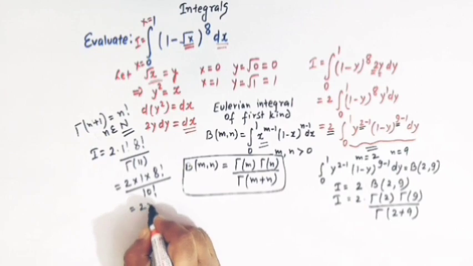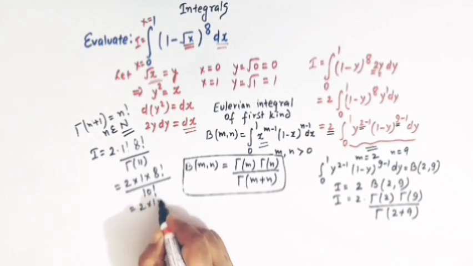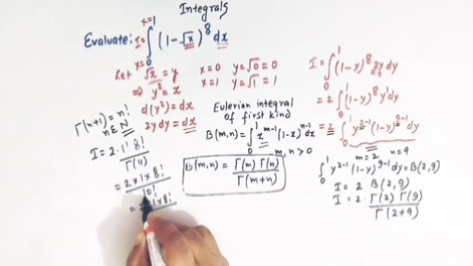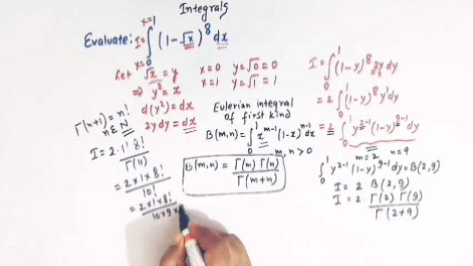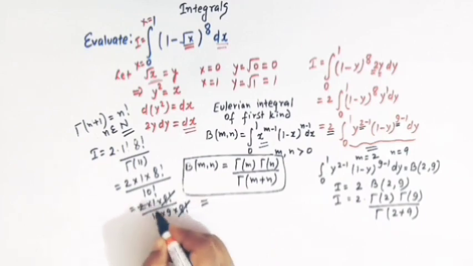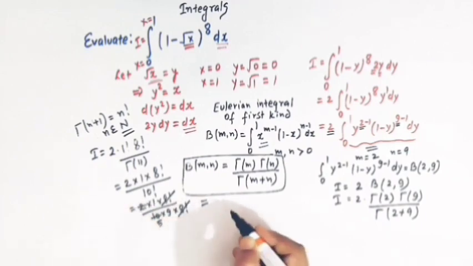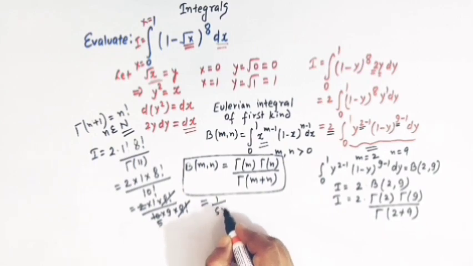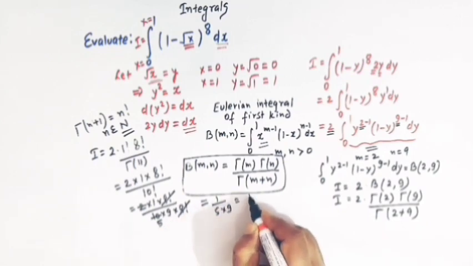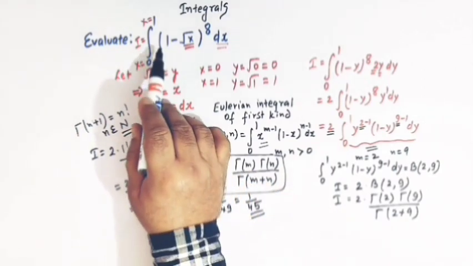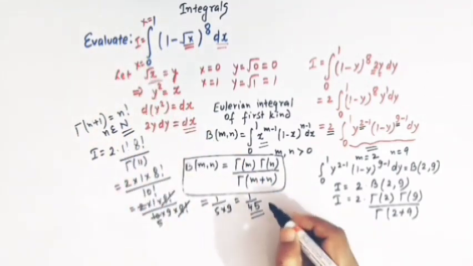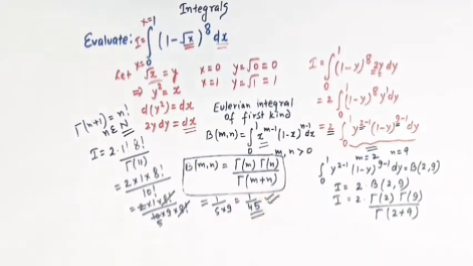So now we can write 2 times 1 times 8 factorial. 10 factorial can be written as 10 times 9 times 8 factorial. 8 factorial and 8 factorial get cancelled. Here we have 2 5s are 10. So we have 1 over 5 times 9, that is equal to 1 over 45. So the value of this integral is equal to 1 over 45.